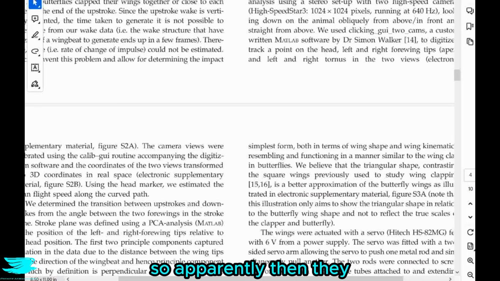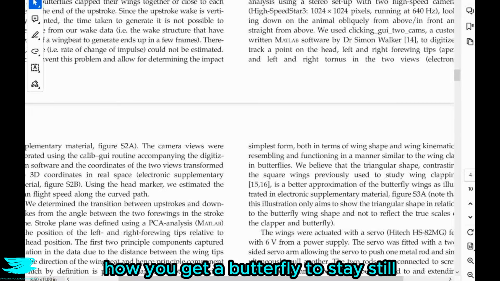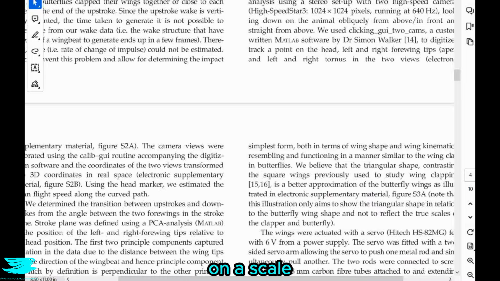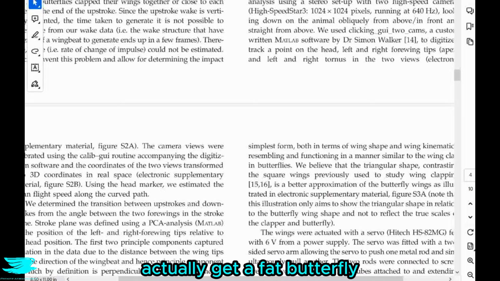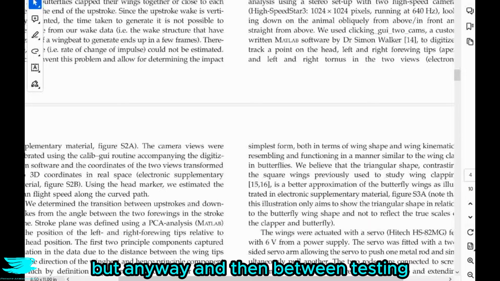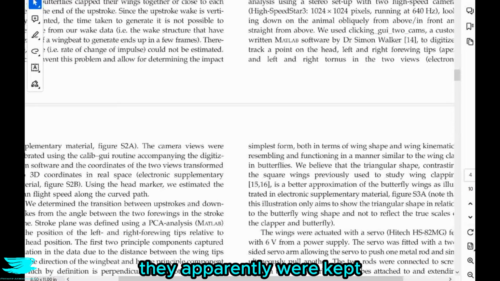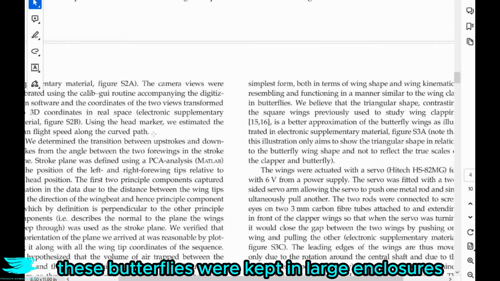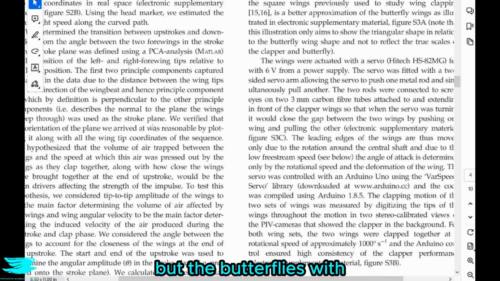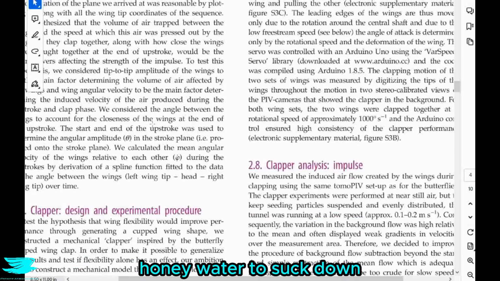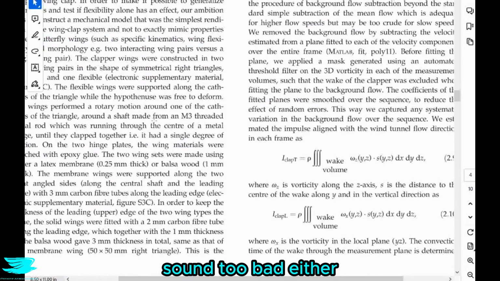So apparently then they weighed them on a scale, which I have no idea how you get a butterfly to stay still on a scale. Also, I wonder if you can actually get a fat butterfly. But anyway, between testing, apparently these butterflies were kept in large enclosures, not the researchers, but the butterflies, with honey water to suck down, which honey water doesn't sound too bad either.